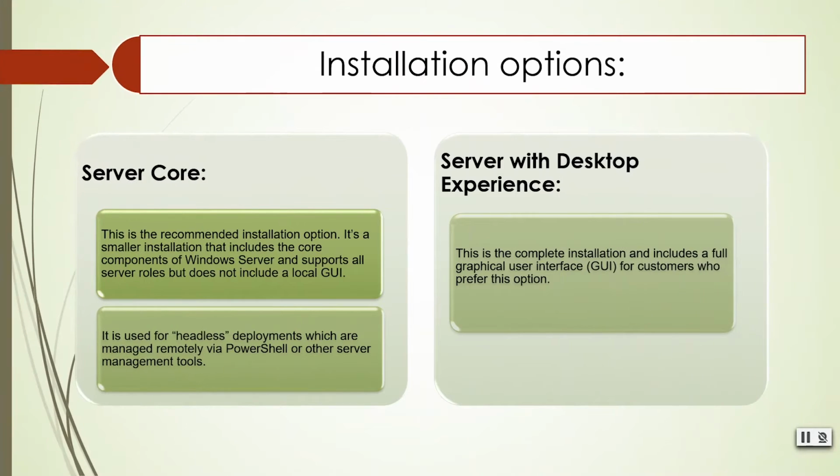Installation options. There's the Server Core option or the Server with Desktop Experience. The Server Core option is the recommended installation option. It is a smaller installation that includes core components of Windows Server and supports all server roles but does not include a local GUI. It is used for headless deployments which are managed remotely via PowerShell or other server management tools.